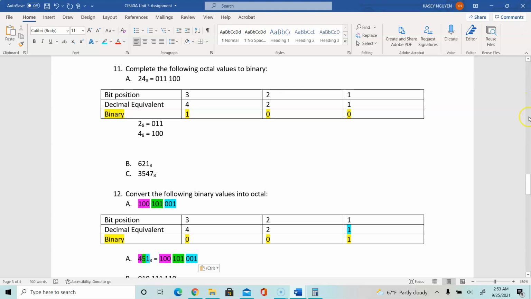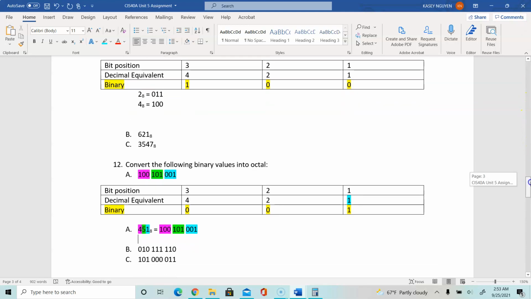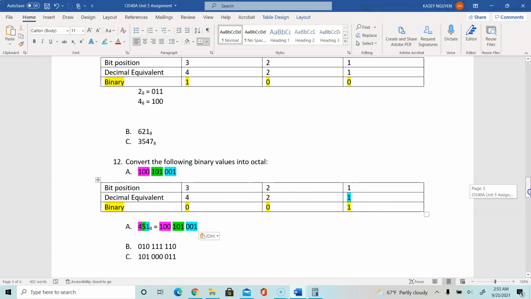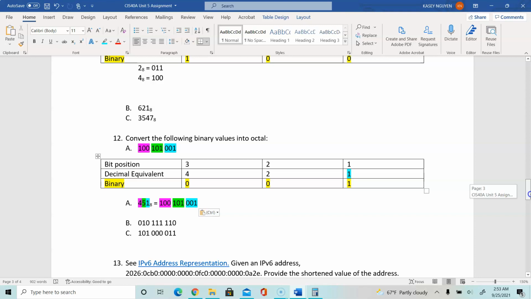So there you have it. 451 in octal is equal to 100, 101, 001. And as you see, it's different than hexadecimal in that it is only 3 bits, not 4 bits. That's what makes it octal. And the maximum value that you would have is 7, as you would have 1, 2, 4 for the scale. So with that, you need to do number 12B and C on your own.